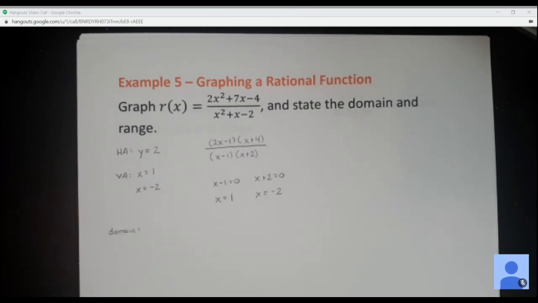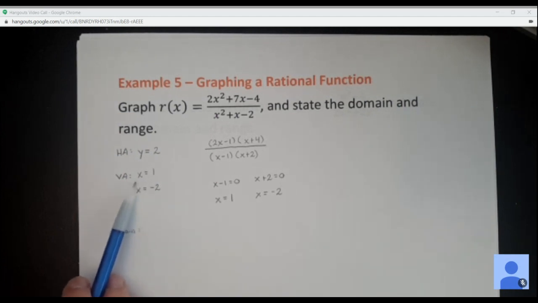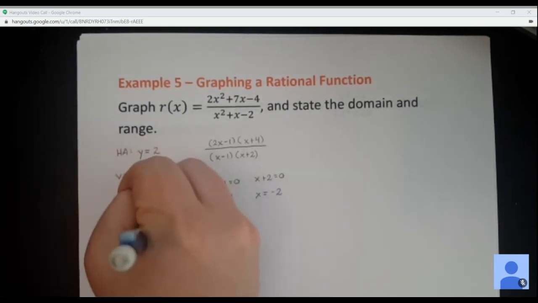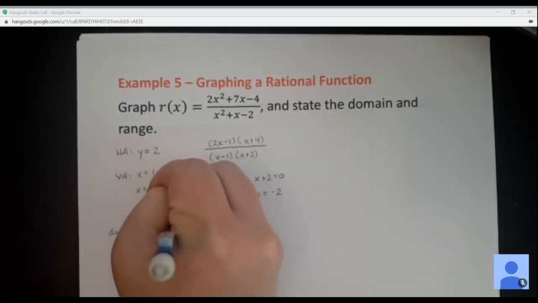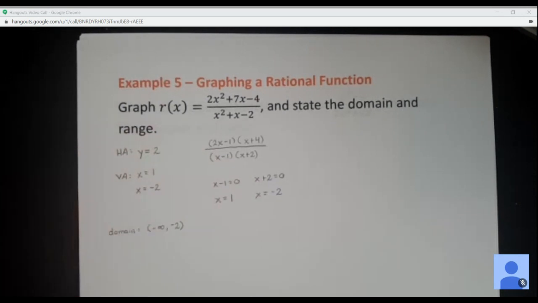So, if we have vertical asymptotes at x equals negative 2 and x equals positive 1, that means that our graph is never going to go through this value and it's never going to go through that value, right? So, Naomi's got it here, right? So, we've got negative infinity to negative 2, not including the negative 2, so we use parentheses there.